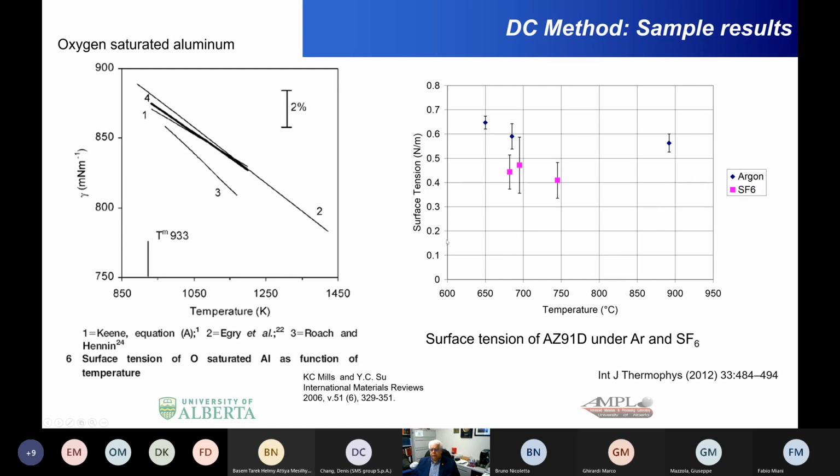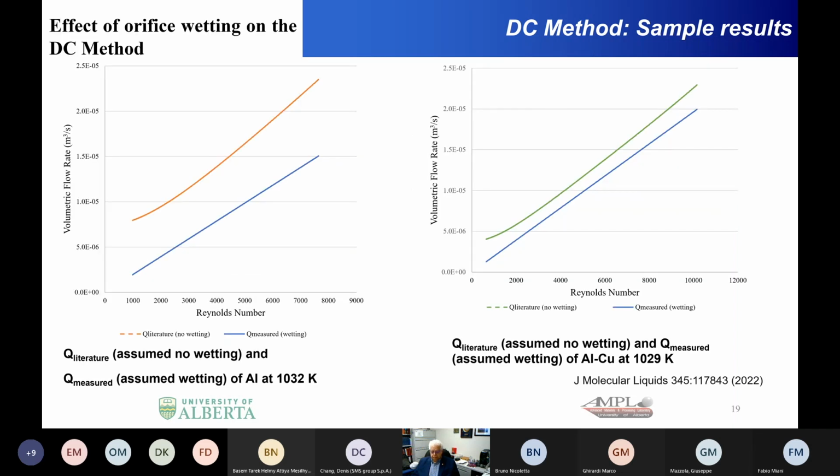But here's the surface tension as a function of temperature, and this is with argon up at the top here, and we see that the presence of SF6 reduces the surface tension of the magnesium alloy. And it does so by basically forming a protective layer on its surface. And that's one of the mechanisms that leads to the reduction in its surface tension. So that tells us the technique is able to not just get the properties, but get the properties as a function of the atmosphere that the material is in.